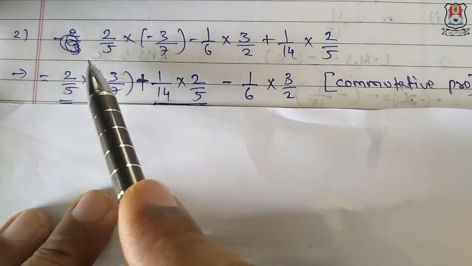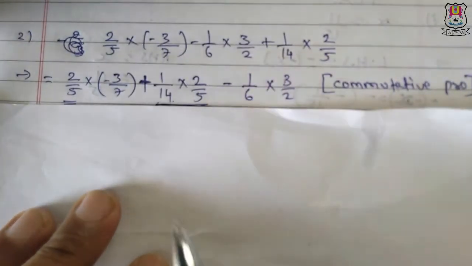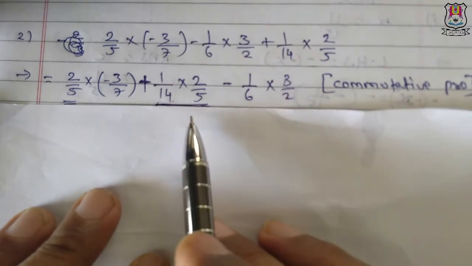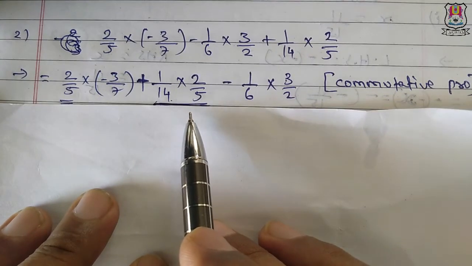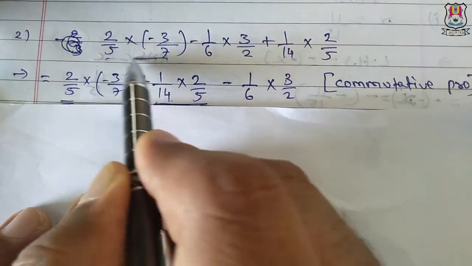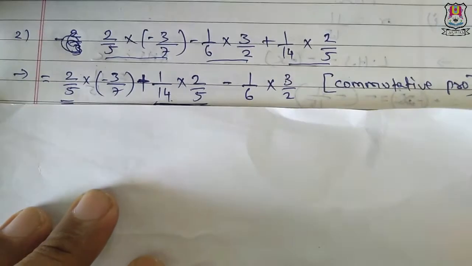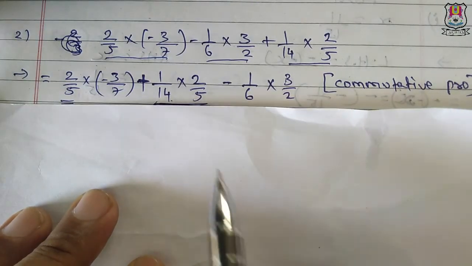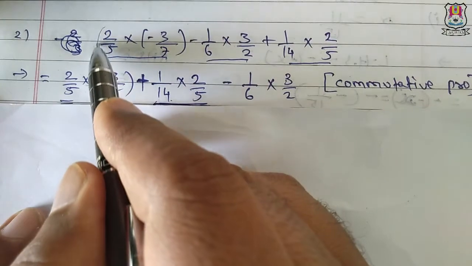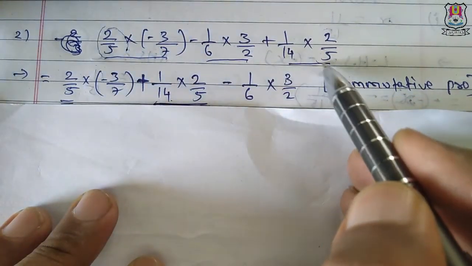Now you may be thinking that this is too long, this is too big. But what happens in the next step? Let's see. Here also we are having 3 multiplications. See, this is the first multiplication, this is the second one, and this is the third one. But I can see this as common over here. This is 2 upon 5. This is also 2 upon 5.